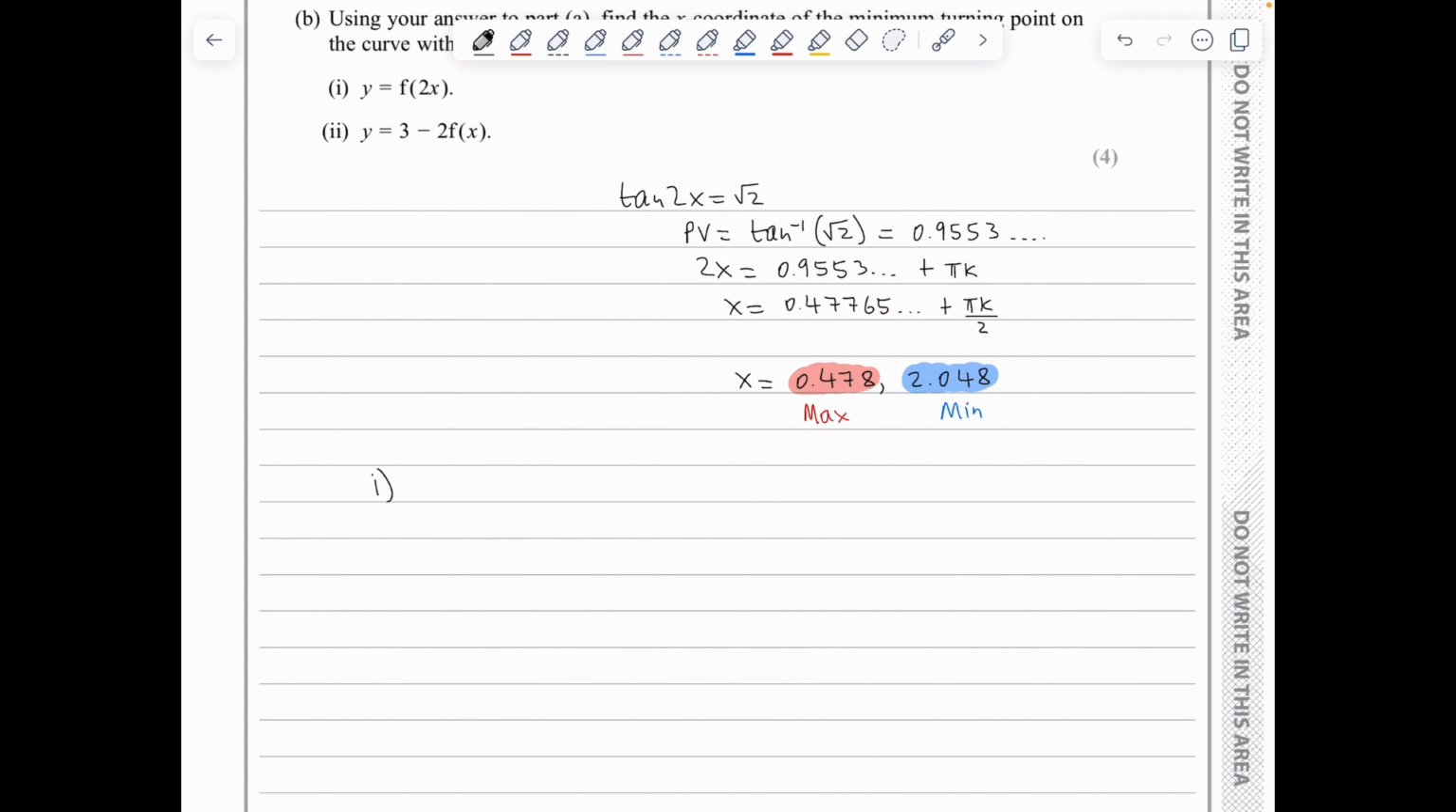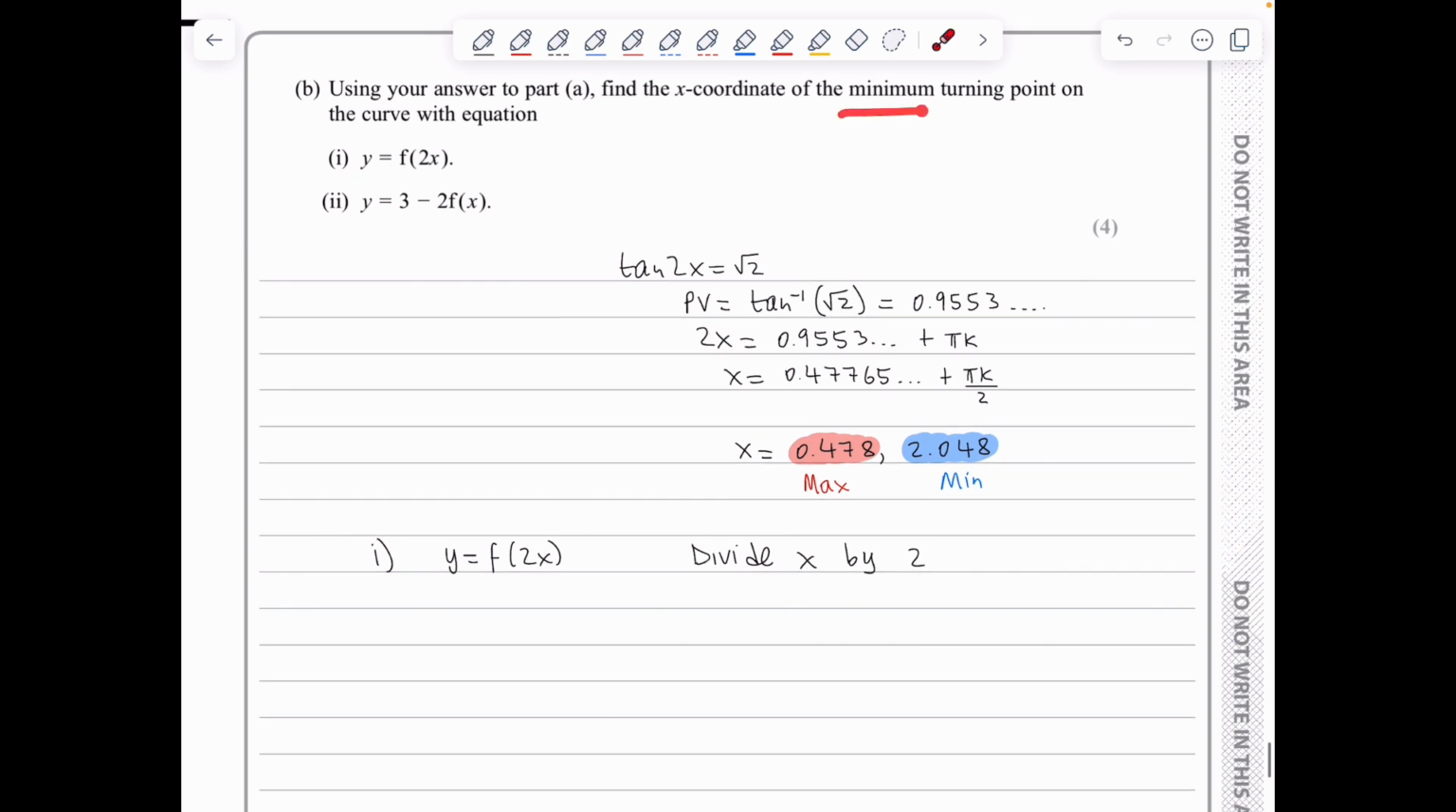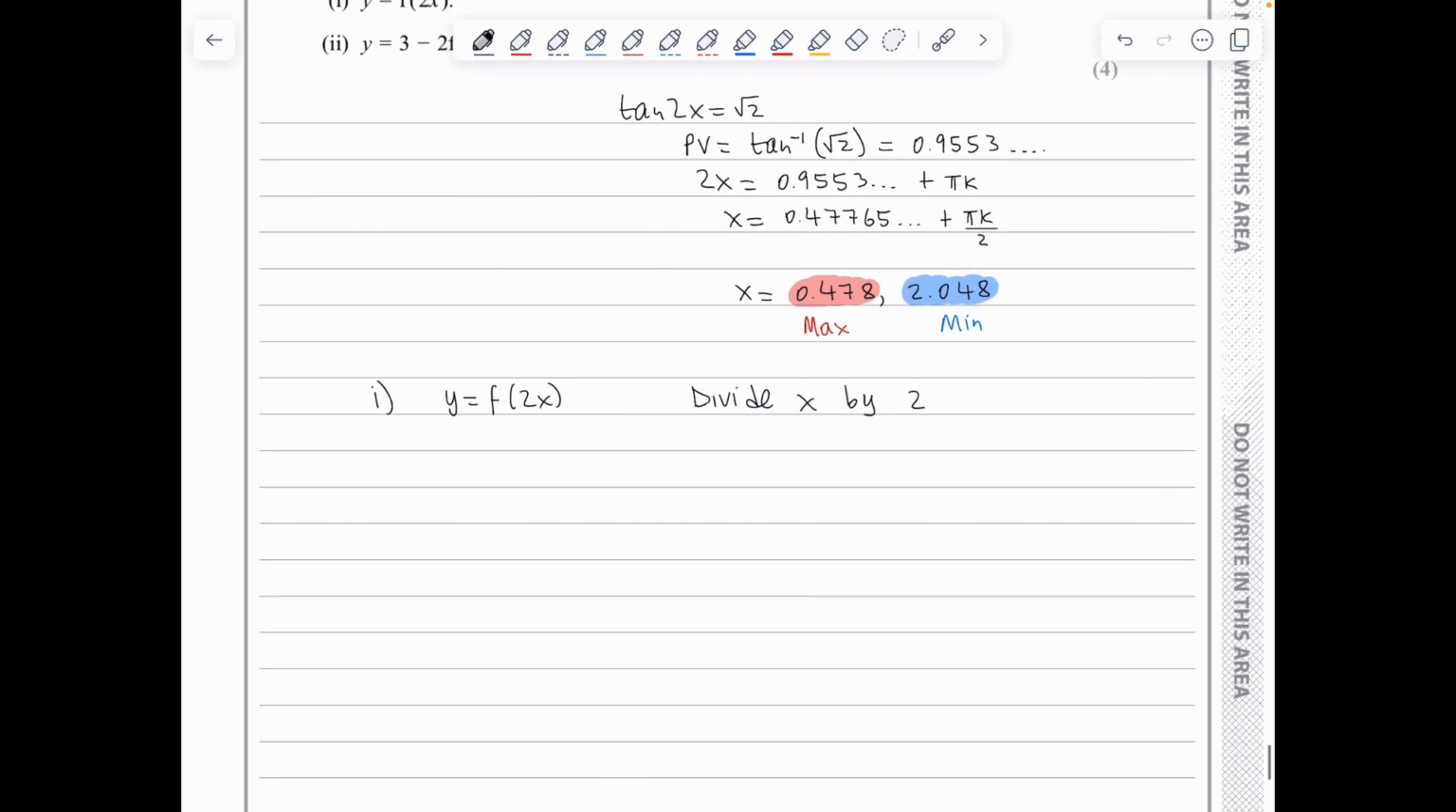Now the first part says y is f of 2x, so we're looking at the transformation affecting the x values. We divide x by 2. This is a stretch along the x direction, scale factor one half, which means that if we are looking for the x-coordinate of the minimum turning point, I'm just going to take the x-coordinate of the minimum here and divide by 2. So that means that x should be 2.048 divided by 2, which gives an answer of 1.024.